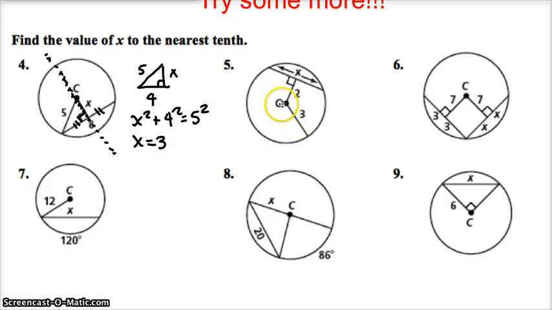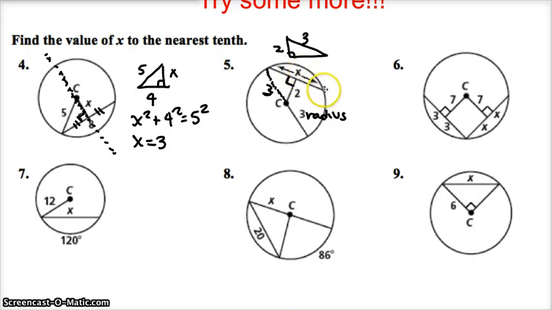For number 5, these are very similar to the ones up above. This is the radius. Once you recognize it as the radius, you can draw it wherever you want to. It goes from the center to the edge. Having done that, you've created a 90-degree angle, where 2 is that short side. Notice 3 is really the hypotenuse because it's across from the 90-degree.